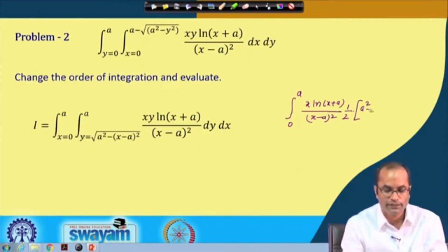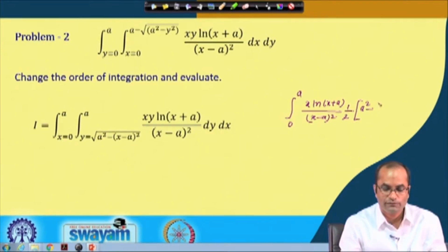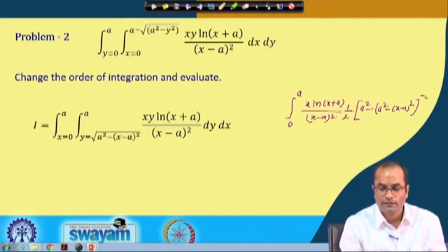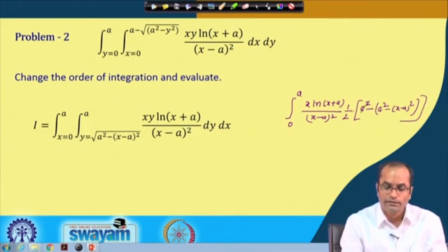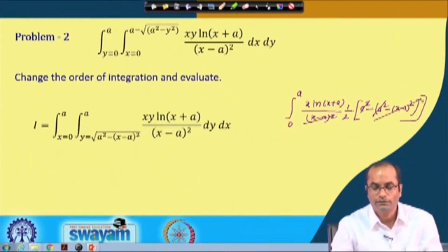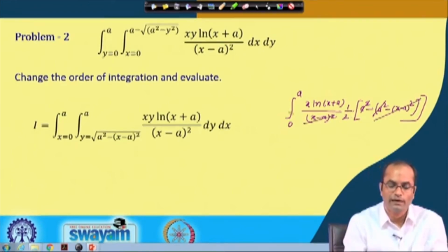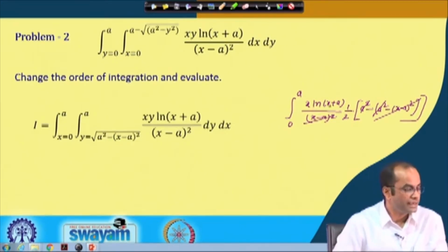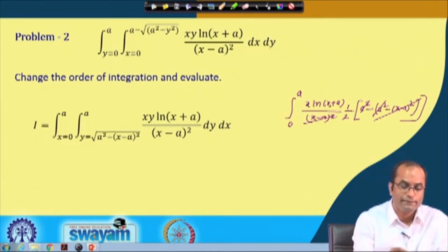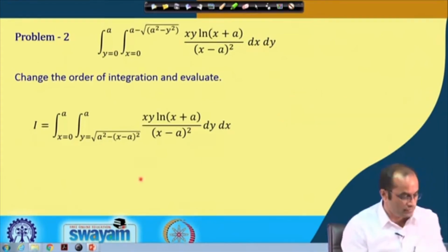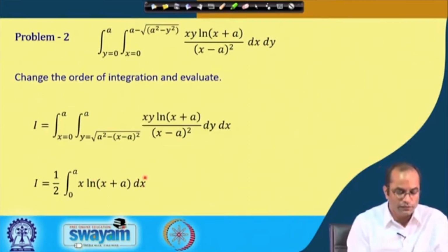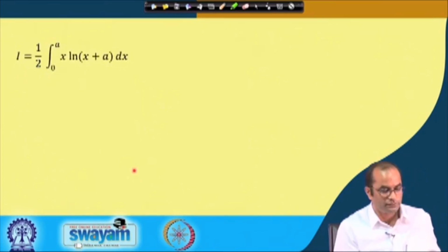So, we have a squared minus this y squared, which will be a squared minus (x minus a) whole squared. So, a squared minus a squared will cancel out, then we have x minus a whole squared, and that whole will go out with this one. So, we have half x ln(x plus a), and this is exactly the result of the inner integral, and now we can evaluate this outer integral as well.